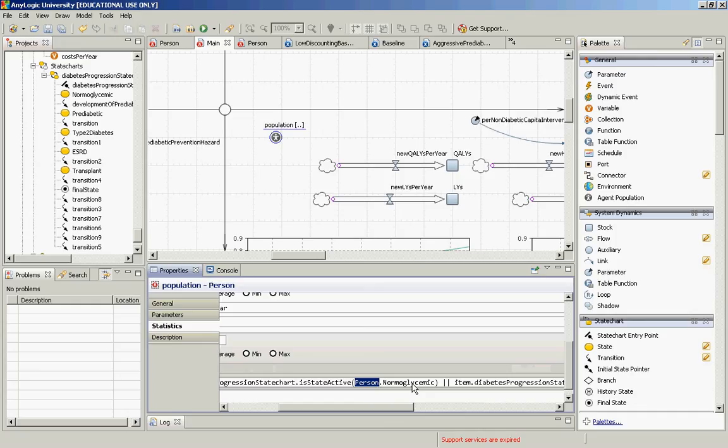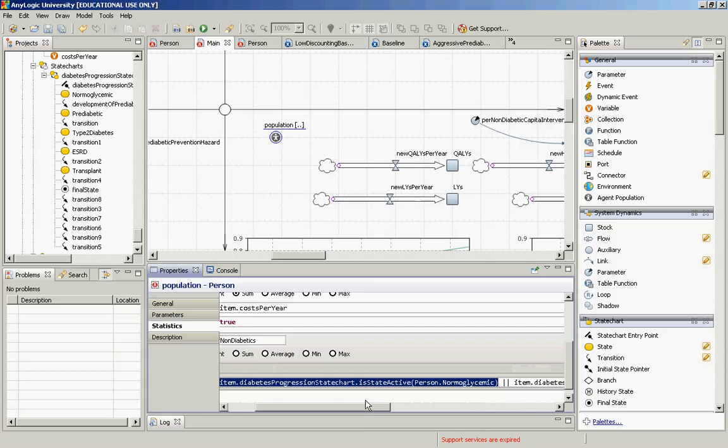Here we need to say, okay, we care about normal glycemia with respect to persons. At a technical level, this is what's called a static constant variable of person. So it's an attribute of personhood, the fact that they have this normal glycemic distinction. So we're asking, okay, are we going to count this person? Well, we'll count it under one of two conditions. Either they're normal glycemic, in other words, they're in their state, normal glycemia, in their diabetes progression state chart, or they're in their state of being pre-diabetic.